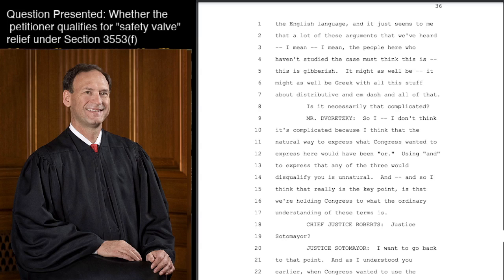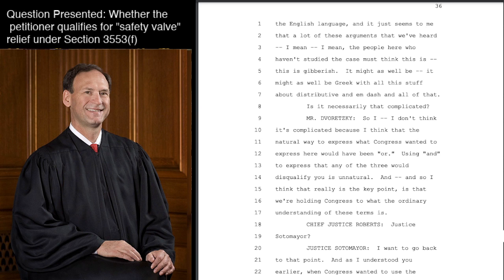So I don't think it's complicated, because I think that the natural way to express what Congress wanted to express here would have been "or." Using "and" to express that any of the three would disqualify you is unnatural. And so I think that really is the key point, that we're holding Congress to what the ordinary understanding of these terms is.